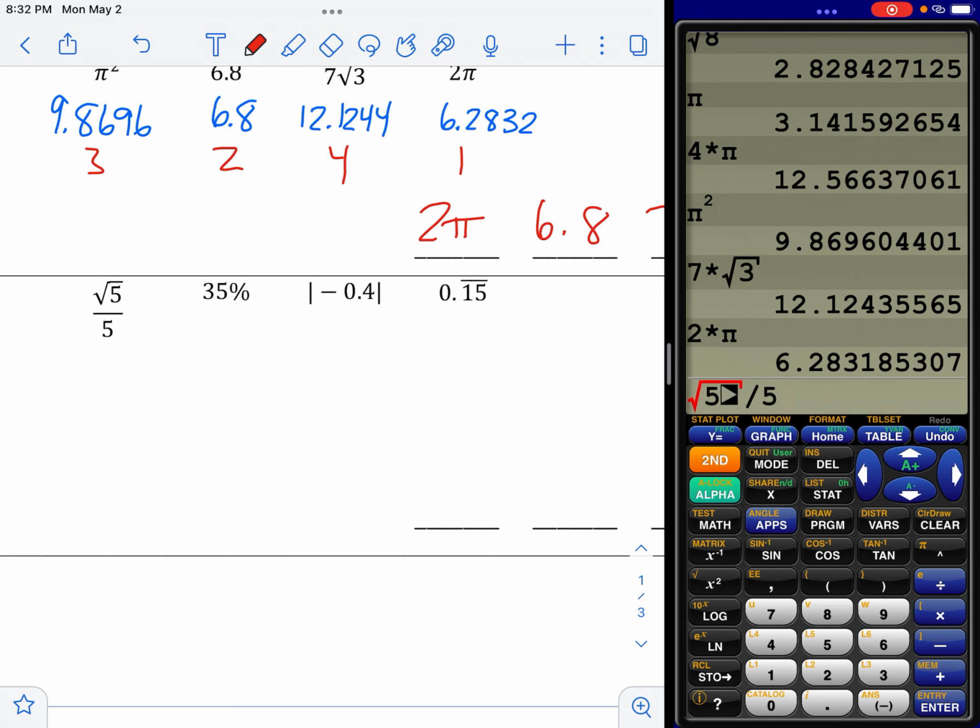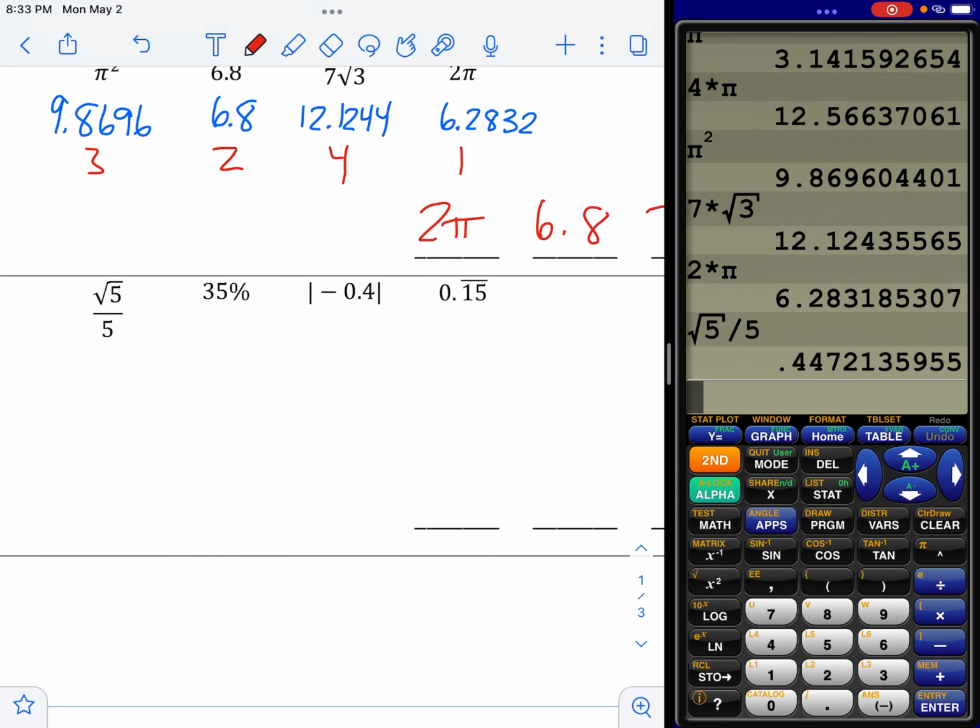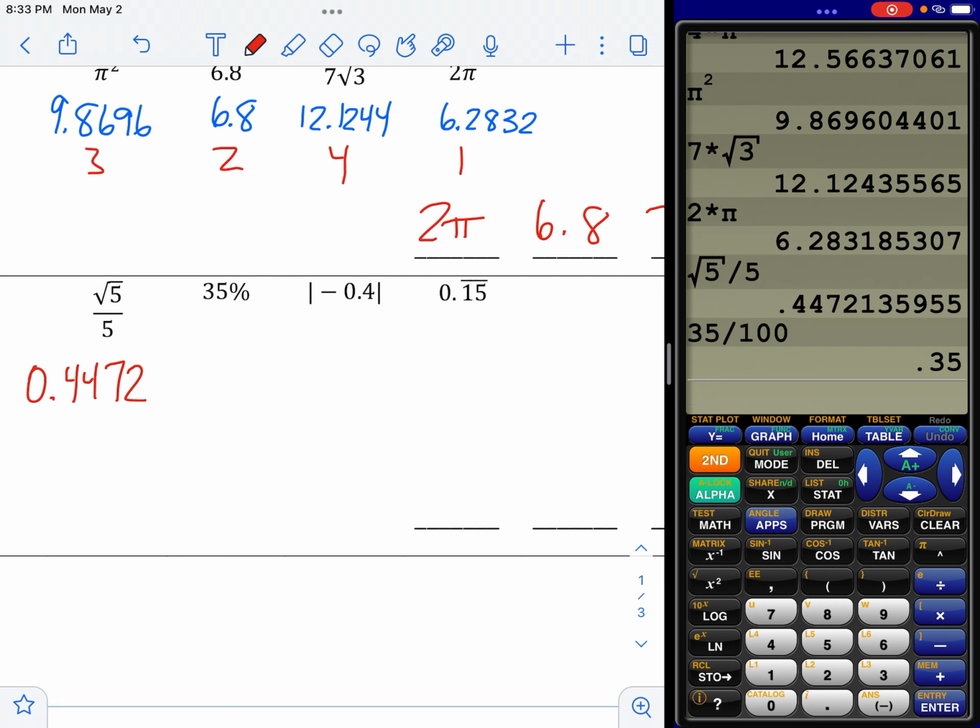If I don't do that, if I would do divided by 5 before I get out of the square root, you see how that's inside. That's different, okay? So I got to be very careful here when I type this in. I want to make sure that I use the arrow key to get out of the square root button and then divide by 5. So here I get 0.4472. 35%, remember, is just 35 divided by 100. So I have 0.3500. Square root of negative 0.4.